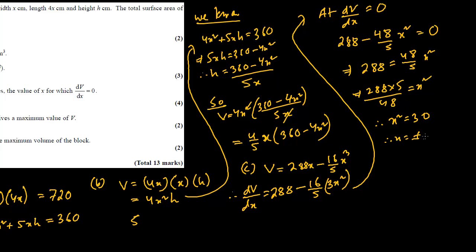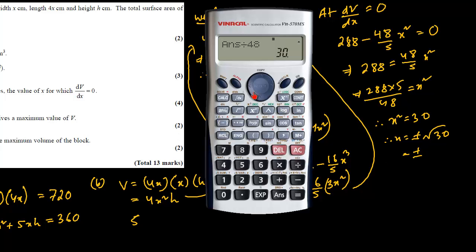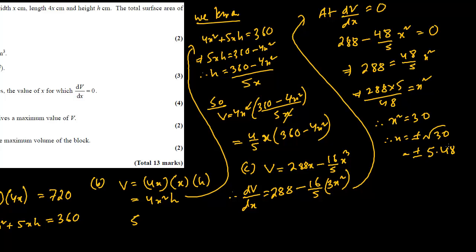x equals plus minus square root of 30, which is plus minus, to 3 significant figures, 5.48. Now they ask for the value of x. Since this is a practical question where we have a box, since x cannot be negative, in that aspect we can just write the value of x to be positive, 5.48. That's good enough over here.